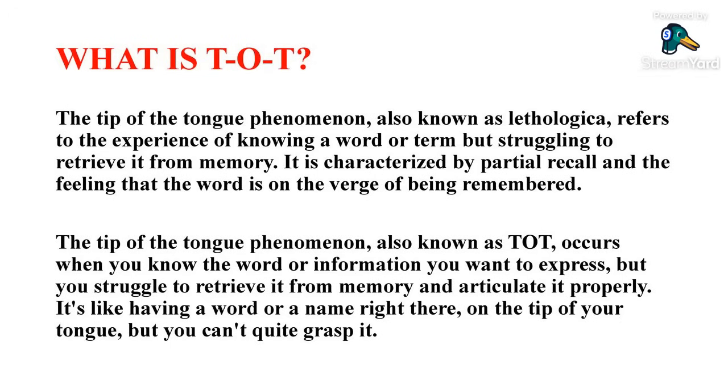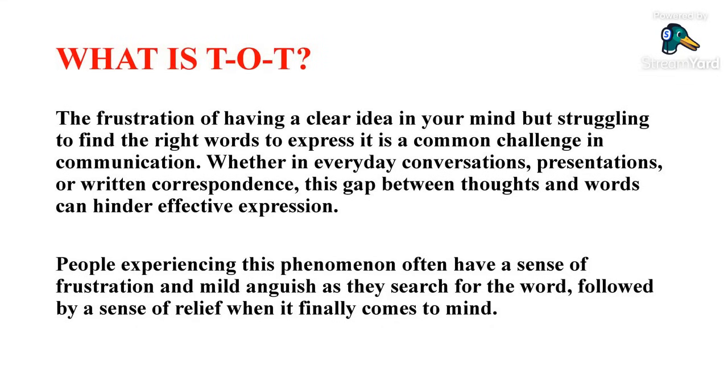This is called the tip of the tongue phenomenon, also known as TOT, which occurs when you know the word or information you want to express, but you struggle to retrieve it from your memory and you struggle to articulate it properly. It is like having a word or a name right there. You know you have it. You are familiar with this word, this name, but you find it hard to just say it. It's at the tip of your tongue, but you can't grasp it. You're finding it hard to place your finger on it and use the word.